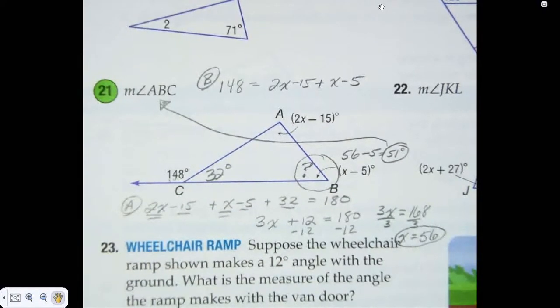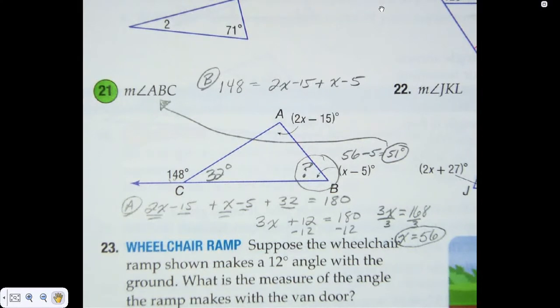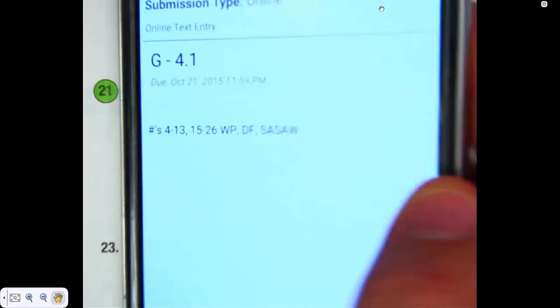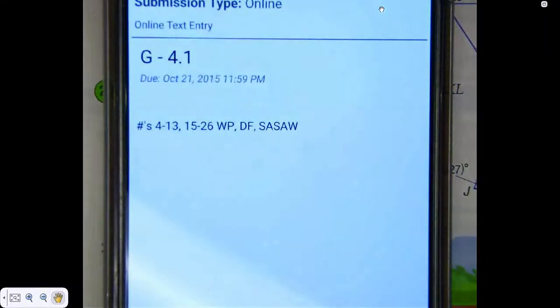Okay, your assignment. It has changed since we put it on Canvas last. I kind of changed it a little bit. 4-1. Numbers 4 through 13 and 15 through 26. If I'm going to cut down the problems, you better follow directions. Originally this was 1 through 26, so I took away 4 problems.